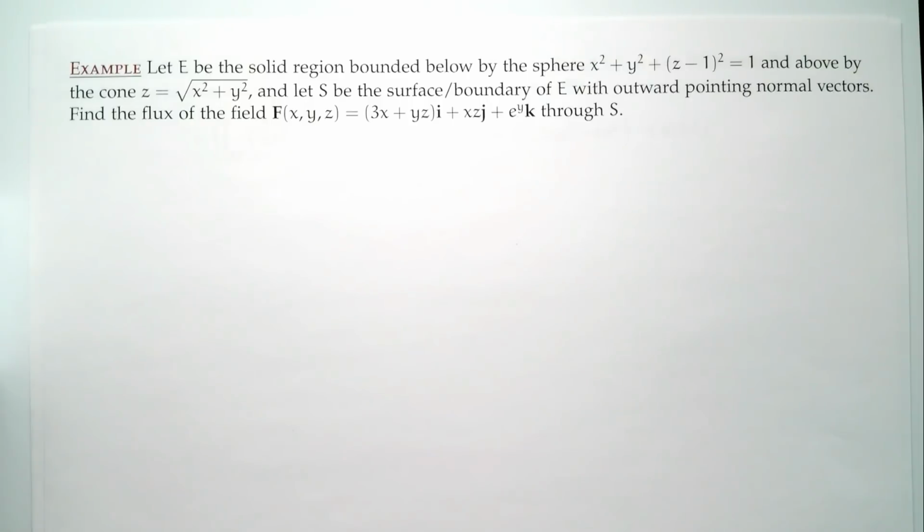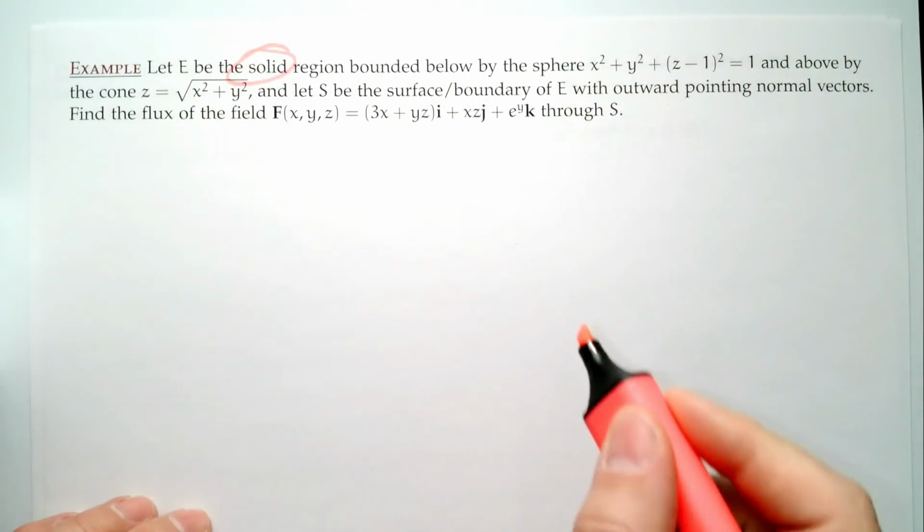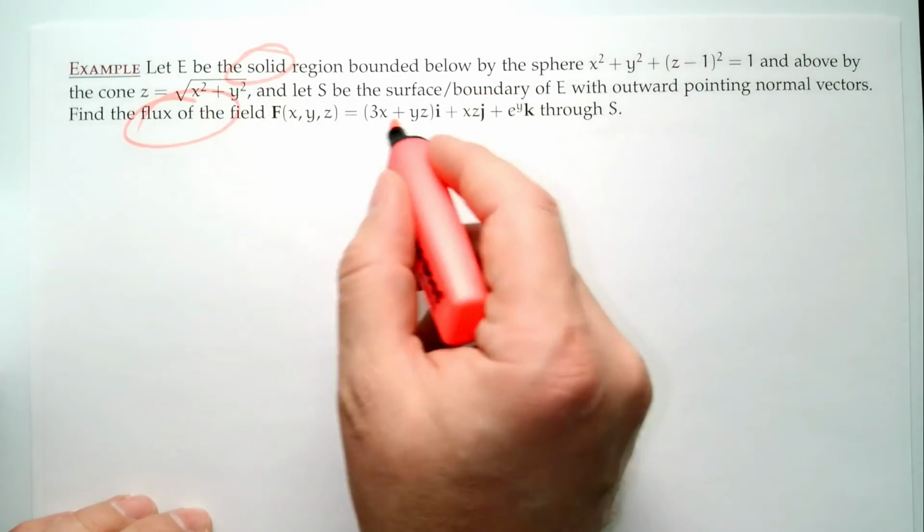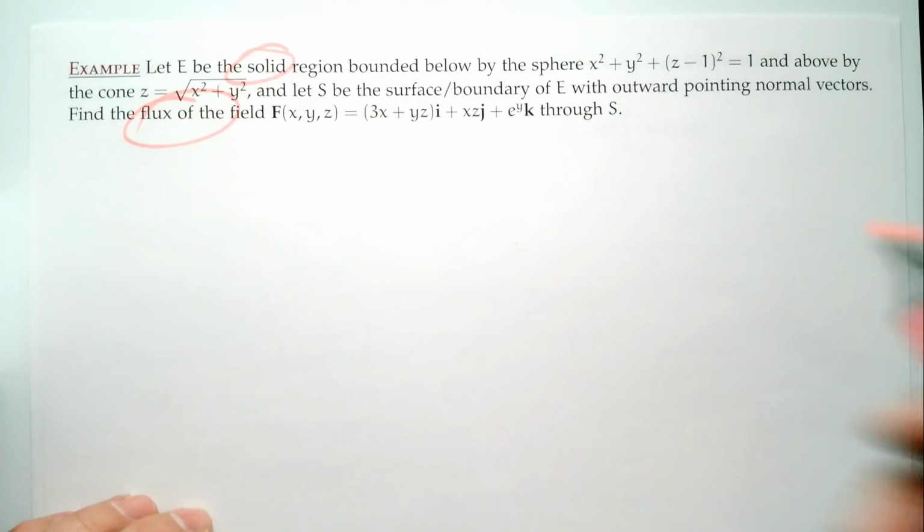Divergence. Okay, what are some clues? We see a solid. We also see flux. And our surface is closed because it's the whole boundary. It's a closed surface.